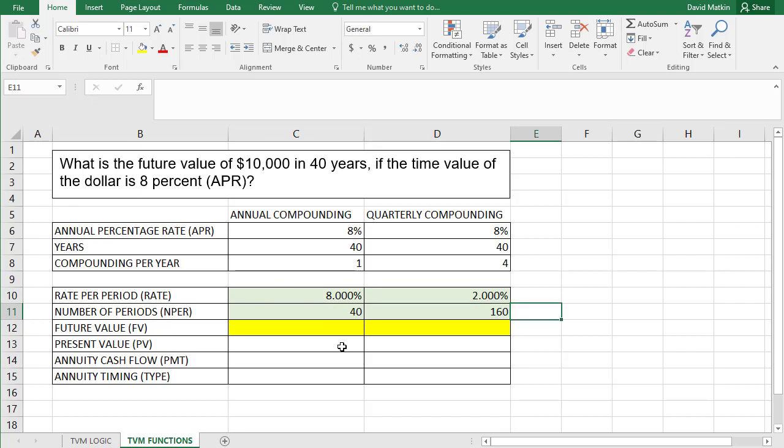Over a long period of time, it's going to have a material effect on the solution, on the calculation of the future value. Now let's put in the present value. It's $10,000.